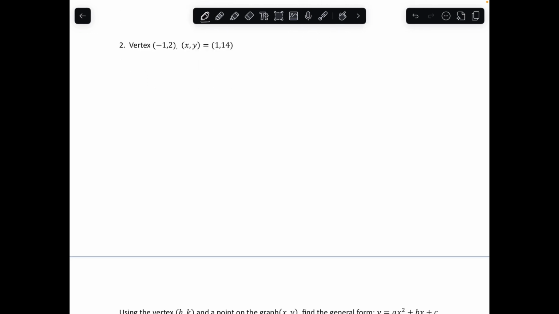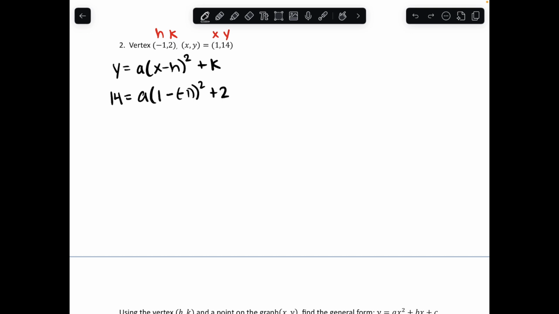We're still trying to find the vertex form, so let's go ahead and do the same strategy. We have y is equal to a times (x minus h) quantity squared, plus k. And in this case, h is going to be negative 1, k is going to be 2, and then x is equal to 1, and then y is equal to 14. So let's go ahead and start plugging in some values. So we know that 14 is going to be equal to a times x, in this case 1, and then we're subtracting negative 1, and then quantity squared, and then we're adding k, so plus 2.